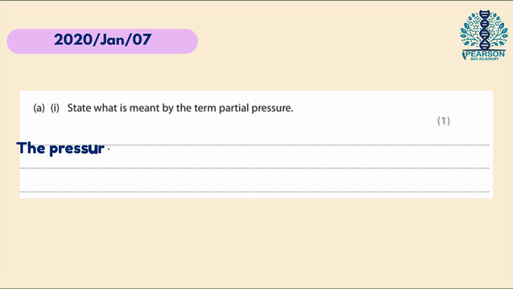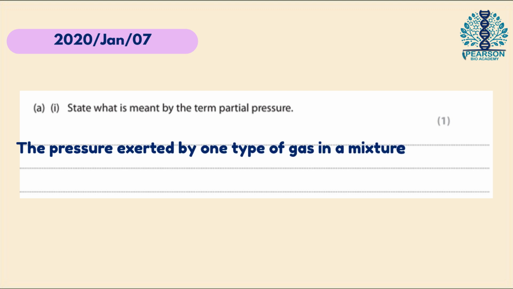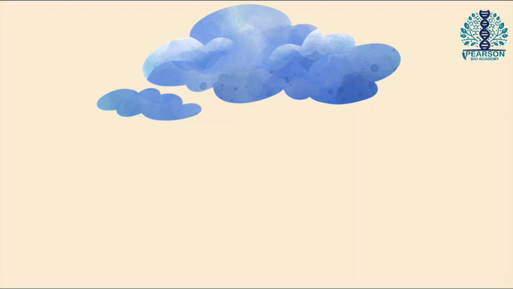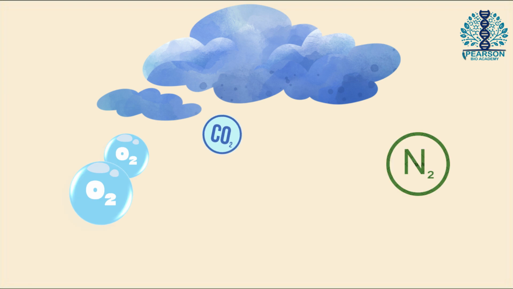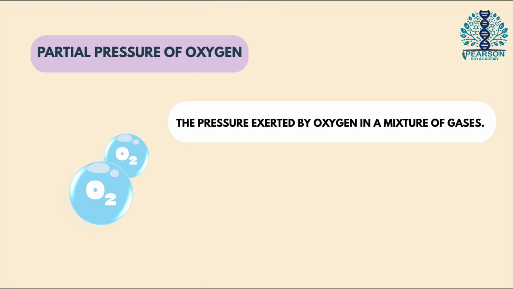So the answer is the pressure exerted by one type of gas in a mixture, right? So it is produced by one specific gas. Like if you take the atmosphere, it's a mixture of oxygen, carbon dioxide, nitrogen, and other gases. So if I'm specifically measuring how much pressure is exerted by oxygen, that's called the partial pressure of oxygen.